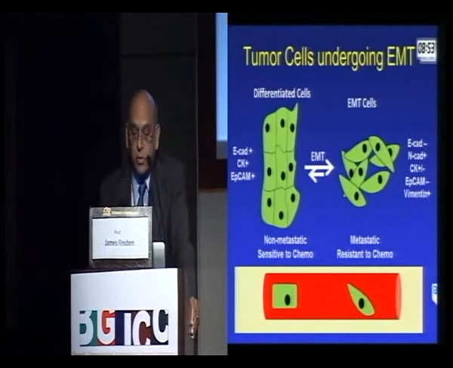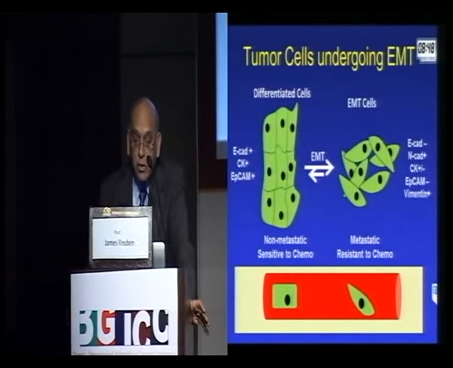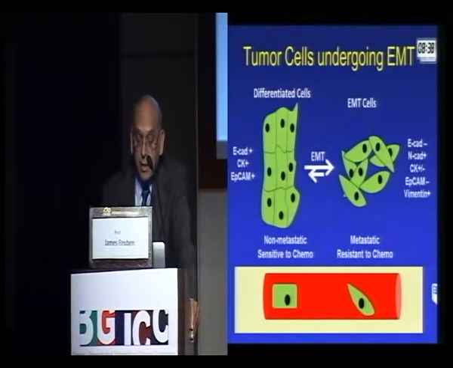Simultaneously, they also lose some of the expression that they had previously. So now they are no longer E-cadherin positive, they acquire N-cadherin, they lose cytokeratin, which is a hallmark of an epithelial cell, and they acquire vimentin. In addition to that, they acquire many other different transcription factors, which I'll mention in a minute.